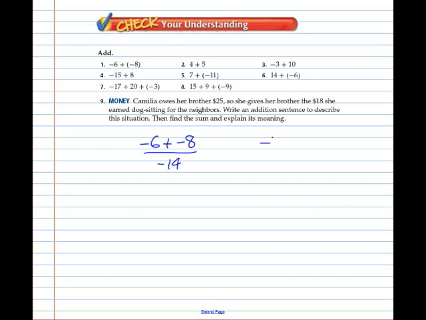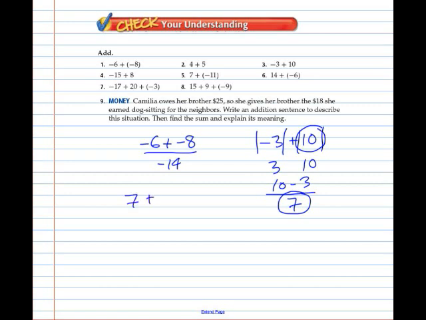3, where we have two integers with different signs, we will take the absolute value of negative 3, which is 3. The absolute value of 10 is 10. We do 10 minus 3, which is 7. The resulting sum is positive because the 10 has a greater absolute value.